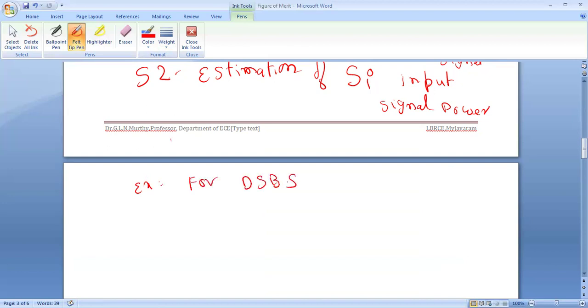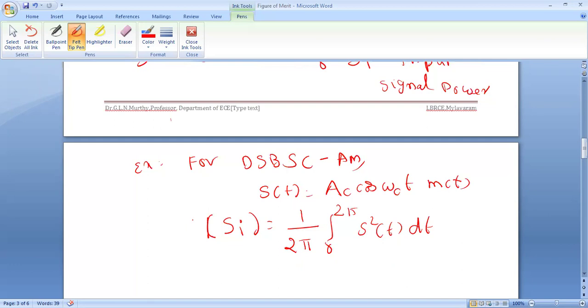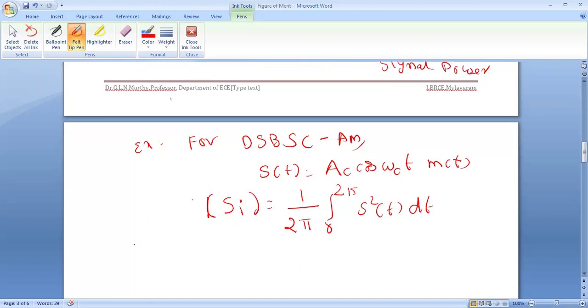For example, for DSB-SC AM, the input signal, that is the modulated signal, is Ac cos(omega_c t) times m(t). So this is the input signal. Then how to get the power? Input signal power S_I equals 1 over 2 pi, integral from 0 to 2 pi of s squared(t) dt. If it is full carrier AM, s(t) will be Ac cos(omega_c t) times (1 plus ka m(t)). So based on the input modulated signal, the input signal power will vary. This is the second step in the estimation of the figure of merit.